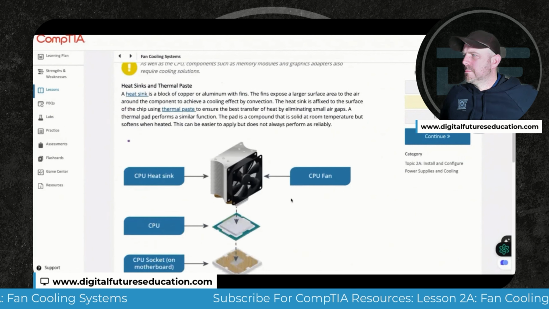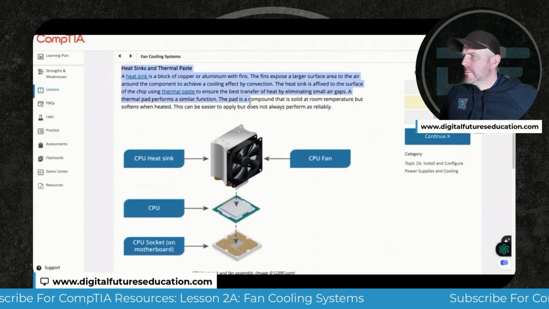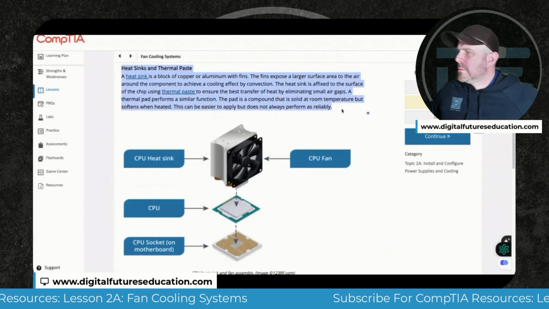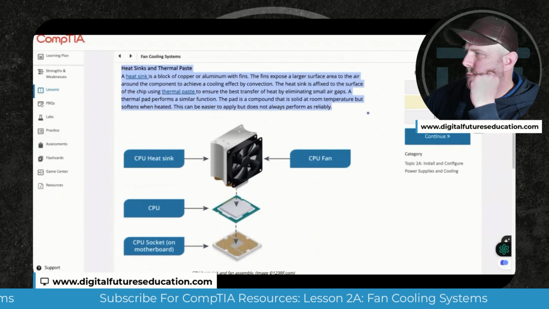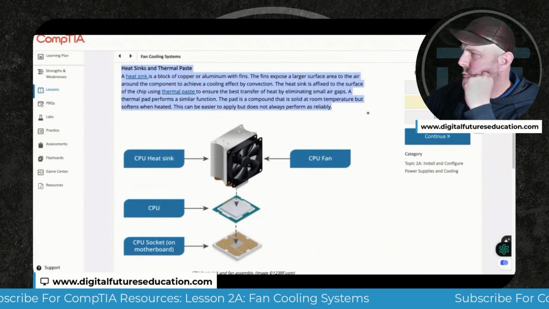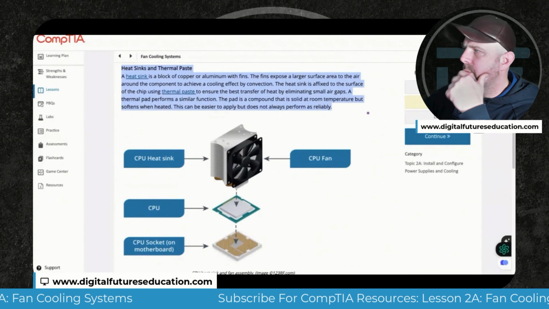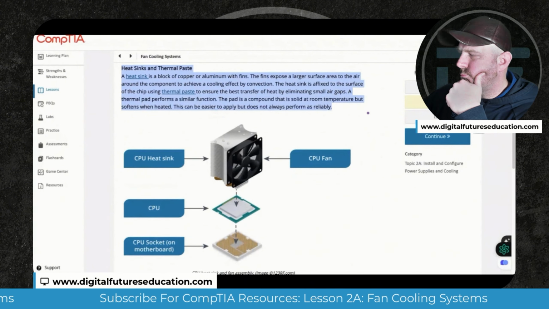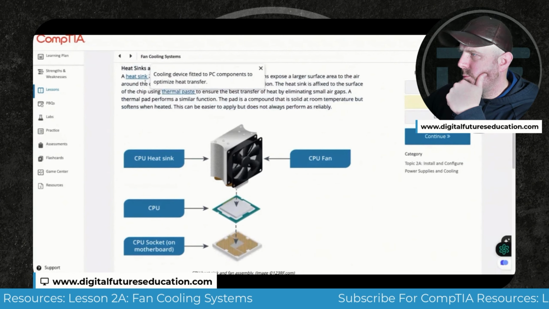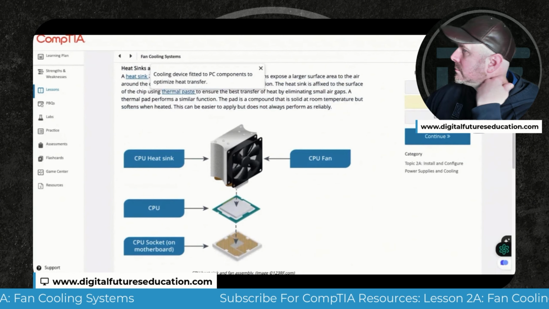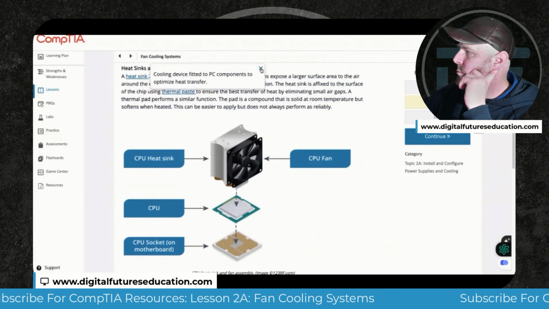So this is an important little diagram. We have heat sinks and thermal paste. When we take a computer apart, which hopefully we're going to do in one of our boot camps, we're going to rip the motherboard off and you're going to see what's left of the thermal paste. A heat sink is a cooling device fitted to PC components to optimize heat transfer. So this is not a good picture of a heat sink.